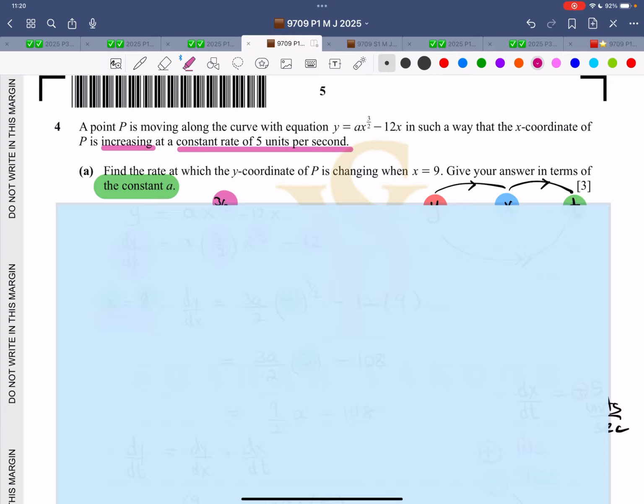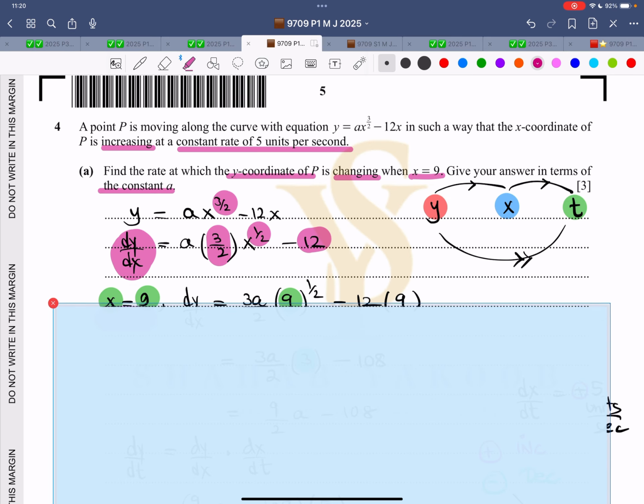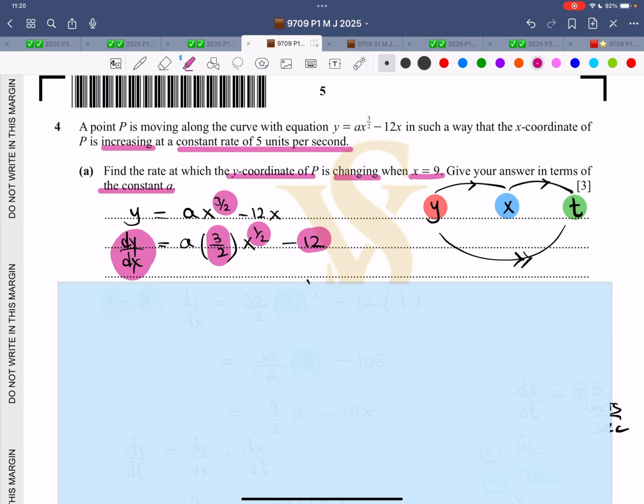Now it's asking us find what? We have to find the rate at which y coordinate of P is changing. If it's positive, it's increasing. If it's negative, it's decreasing. When x is equal to 9, give your answer in terms of the constant a. That is the first part. Now that is the game that we play, that y is dependent upon x, x is dependent upon t. In other words, y is dependent upon t.